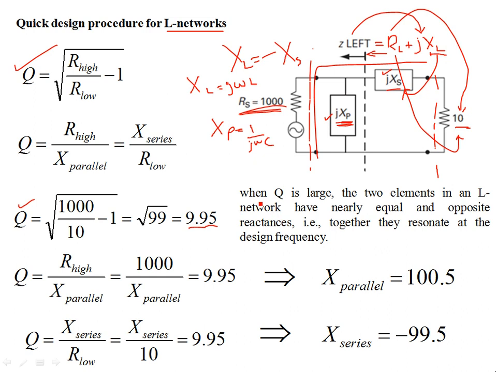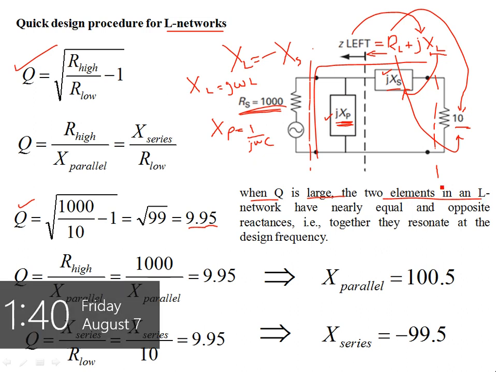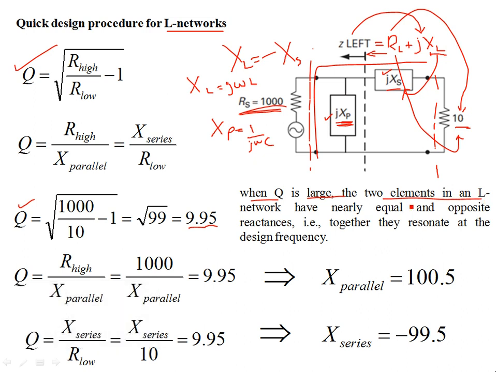So you see, the point is, when the Q is large, in a two-element reactive L matching network, you have nearly equal and opposite reactances. So this is what you're getting: X parallel and X series. Over here, this is X parallel, and this is your X series. They are nearly equal and opposite.